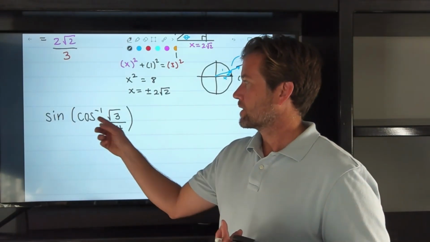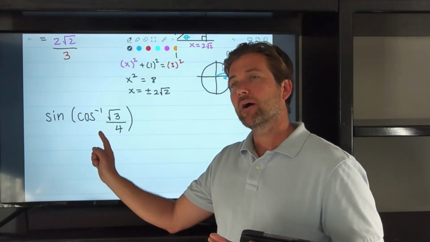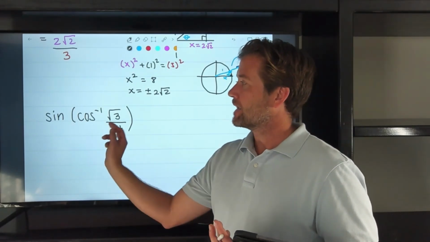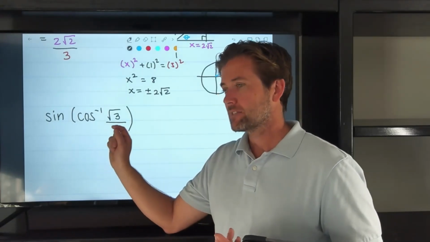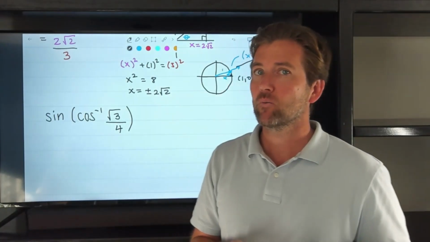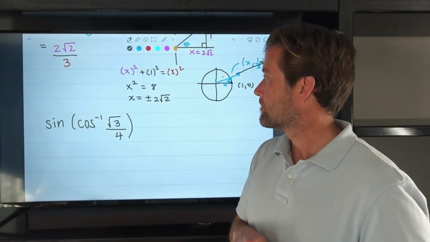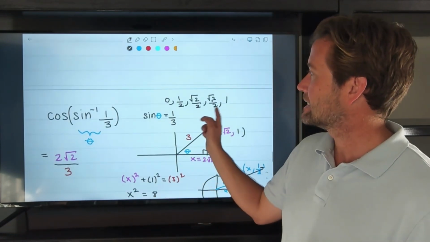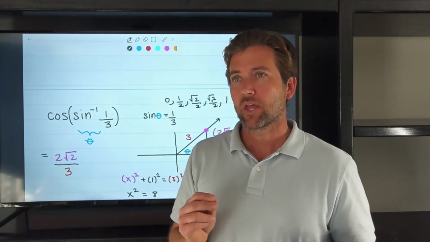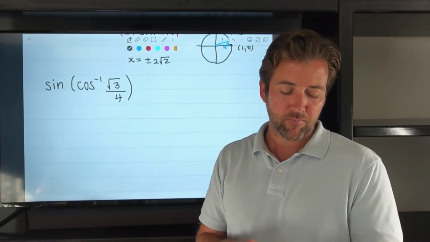All right, I look at arc cosine of square root 3 over 4. That has to output an angle between or including 0 to pi. Sine of that angle has to be a value between or including negative 1 to 1. So we're expecting an answer between negative 1 and 1. I'm not familiar with that value. Square root of 3 over 4, it's not one of the coordinates where the angles that are multiples of pi over 4 and pi over 6 intersect the unit circle.